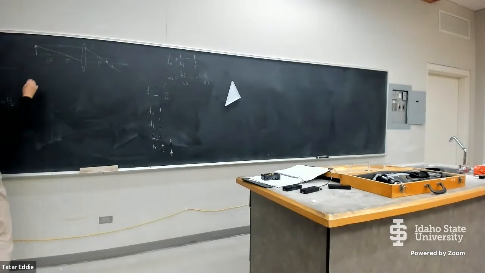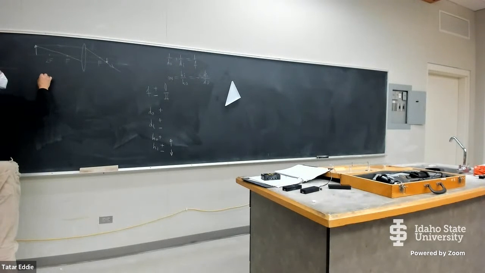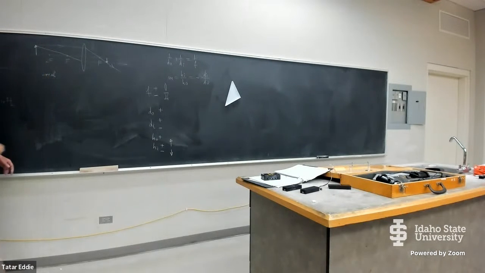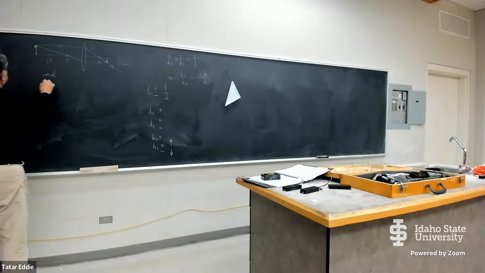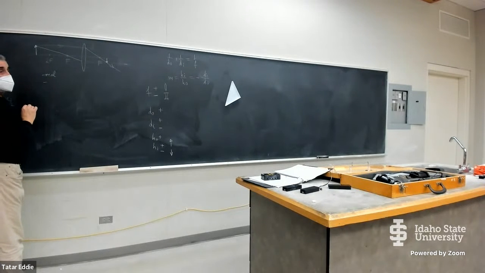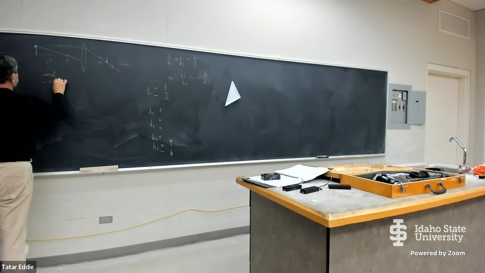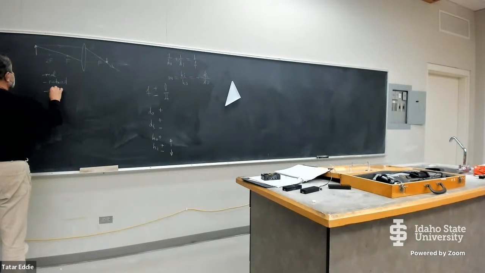Properties of that image: it is real because it is formed by intersection of real light rays, not their continuation. It is formed on the right-hand side. So it is real, it is reduced in size, and it is inverted.